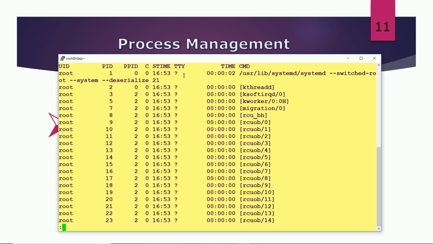What does it mean? If TTY is a question mark, that means the process is not associated with any user terminal, or we can say these are kernel processes, system processes, which have not been initiated by any user. If I am a user and I have initiated a command like vim, then that would be started from a terminal. If the system, your kernel, has started any process, it is not associated with any terminal. That's why it is showing a question mark here.